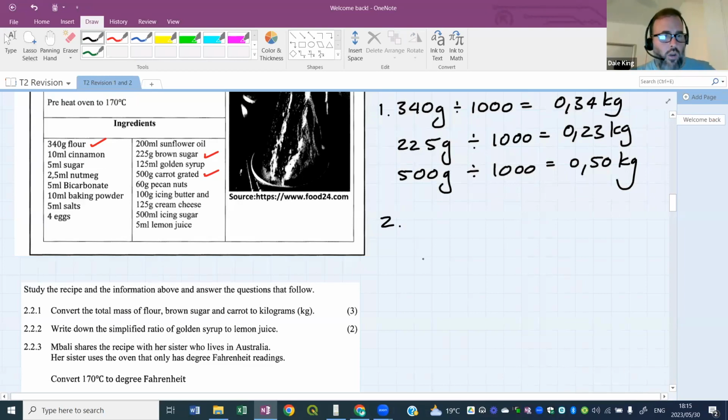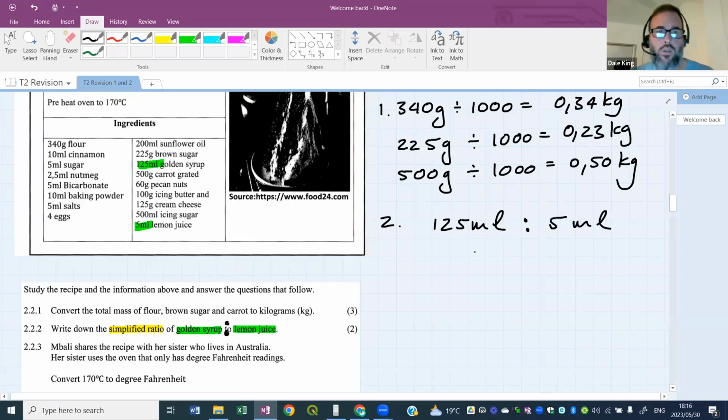All right, question 2. Write down the simplified ratio. They want a simplified ratio, and we need to take golden syrup and lemon juice. Take these 2 things, and you see the word 'to' there? You put your colon there. So you need golden syrup on the left and lemon juice on the right. Where is my golden syrup? Golden syrup is over here, 125, and my lemon juice is 5. So it's 125 milliliters is to 5 milliliters.